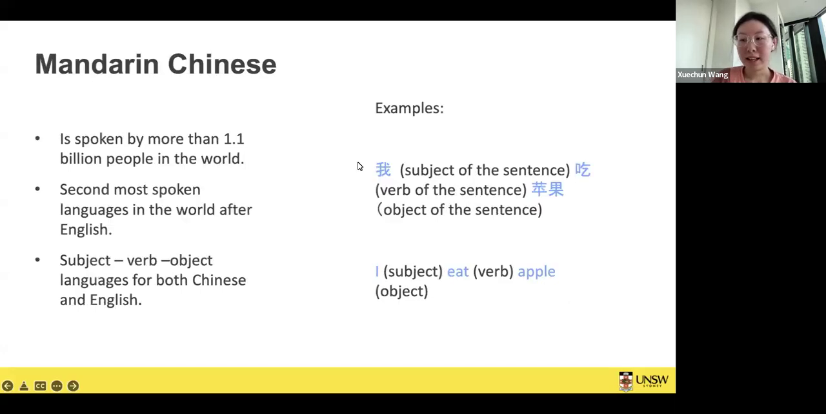In our study, we used a dataset originally in Mandarin Chinese. We aim to evaluate the quality of the Google Translate translations of a novel from Chinese to English. Mandarin Chinese is spoken by more than 1.1 billion people in the world, and it is the second most spoken language in the world after English. It is a subject, verb, object language, as is English.